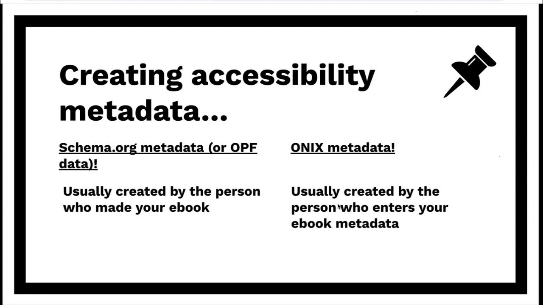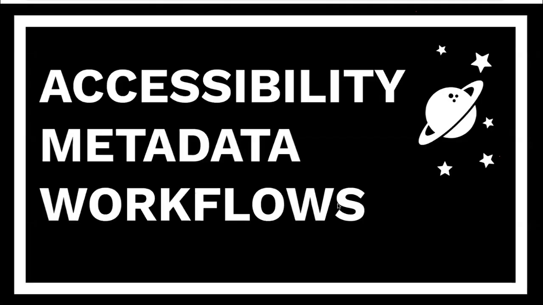And that's what we're going to talk about now, which is accessibility metadata workflows that will ideally lead to you sending out accurate and representative accessibility metadata. So I am going to walk you through 3 potential workflows that you can incorporate into your ebook production and metadata processes to ensure that you can get your metadata into your systems in a correct and accurate way.